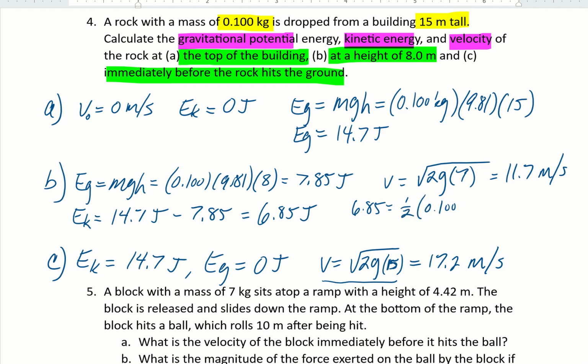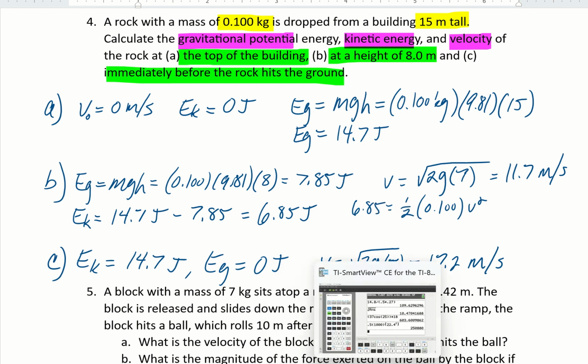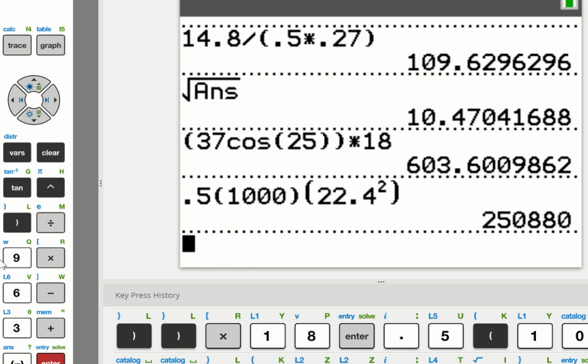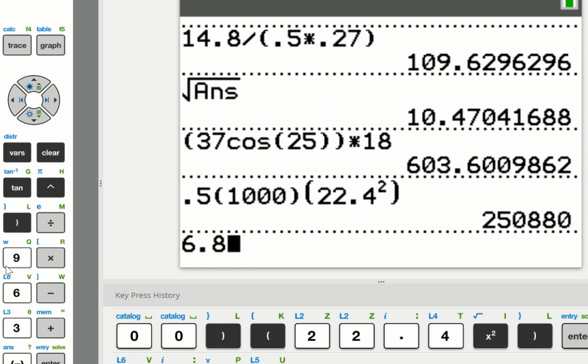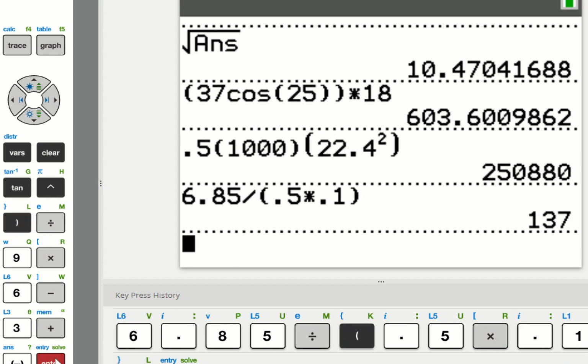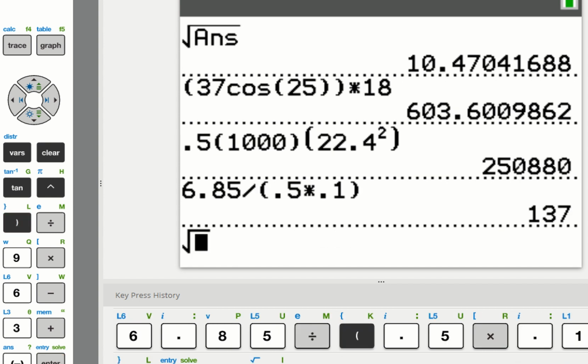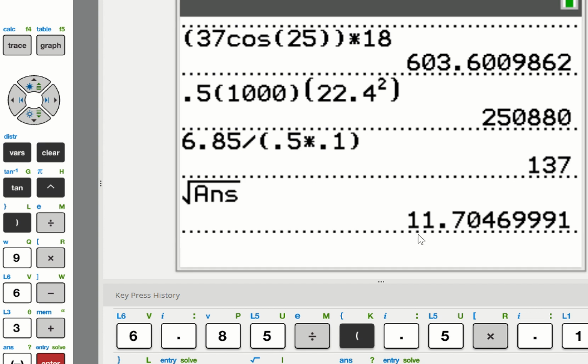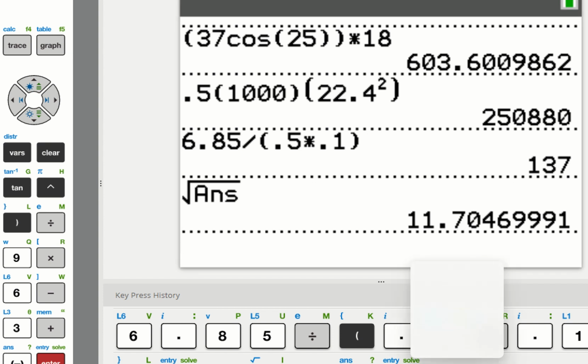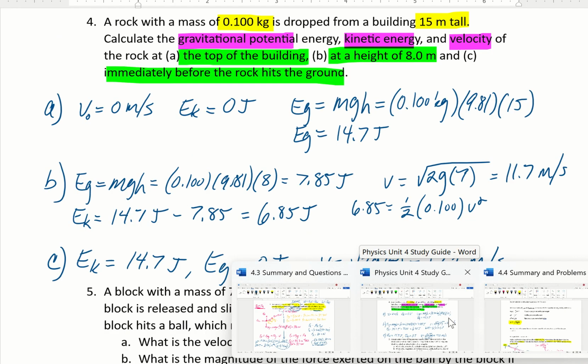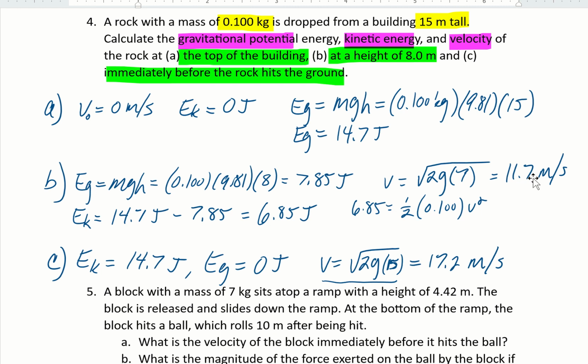You'll get the same thing if you set it up as 6.85, so EK equals 1/2 times 0.100 v squared. I'll just show you that really quick. So I'm going to do 6.85 divided by 1/2 times 0.10. 6.85 divided by 0.5 times 0.1. I'm going to take the square root of that, and I get 11.7 meters per second. So it's the same thing, 11.7 meters per second.